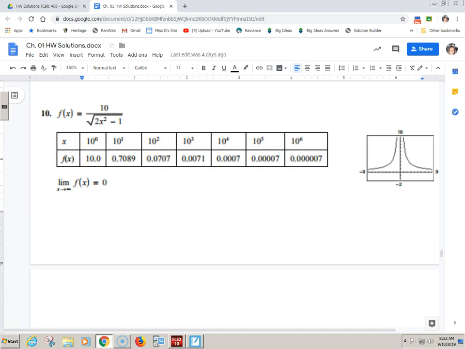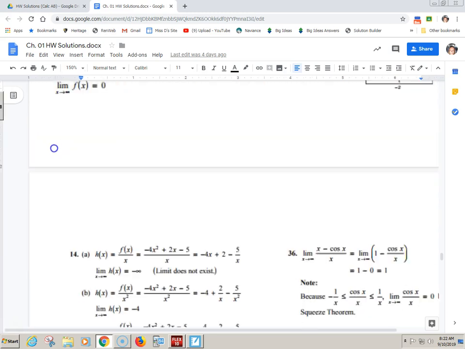Number 10. You were supposed to fill in a table, but hopefully you saw it was getting closer and closer to 0, it being the limit as x goes to infinity. You could have graphed and seen your horizontal asymptote. This is a function where it's not going to pass y equals 0. There is no weird oscillation going on, but remember, sometimes it can, just this function will not. Limit is 0. Is that good?